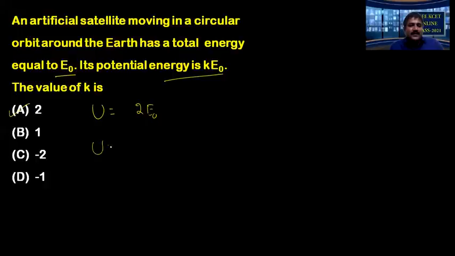The relation is like this: U equals 2 times total energy, say E is the total energy. Then one more relation: U equals minus 2K, where K is the kinetic energy, and kinetic energy and total energy are related. Their magnitudes are equal, but kinetic energy is negative.